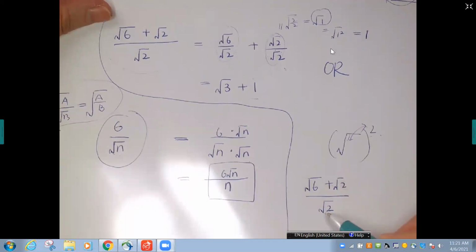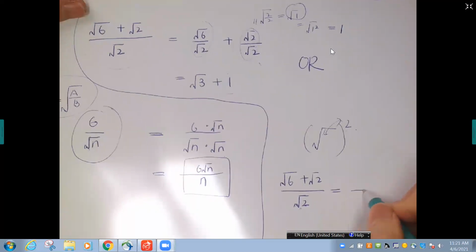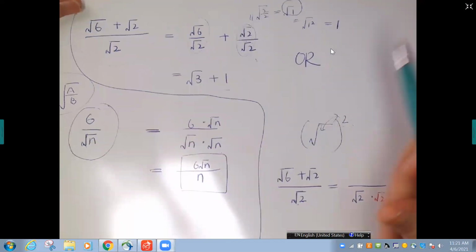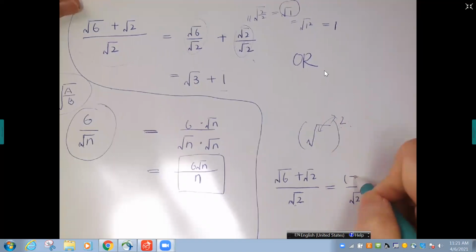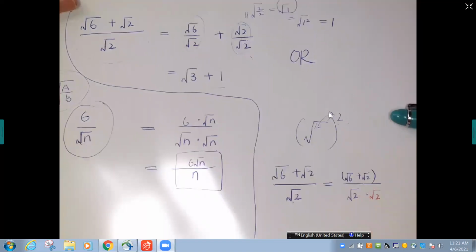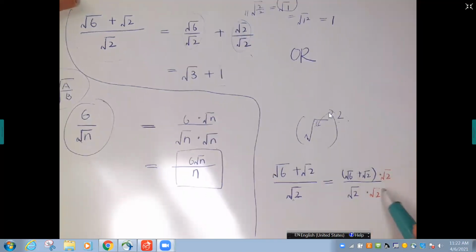What I want is just to get rid of this radical symbol on the denominator. How can I make this happen? I will multiply by itself, so times another radical 2. The numerator, radical 6 plus radical 2, should also be multiplied by radical 2. So the radical 2s cancel each other. They're supposed to be the same.